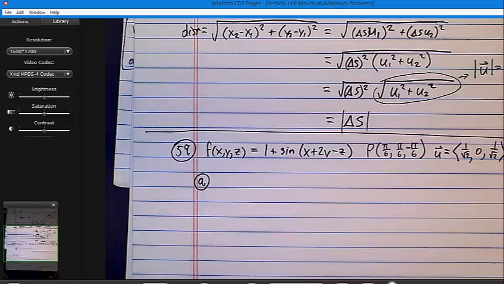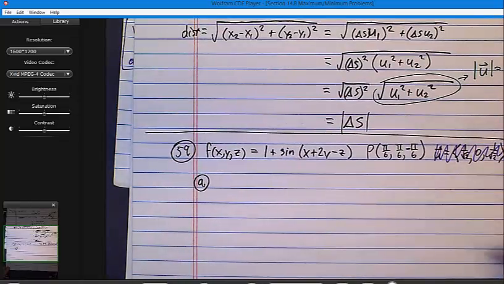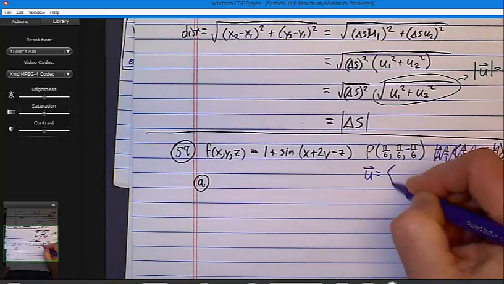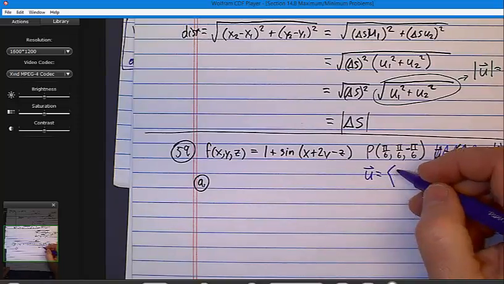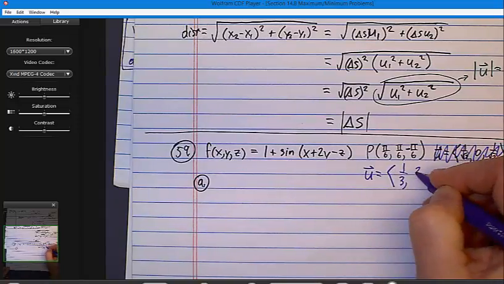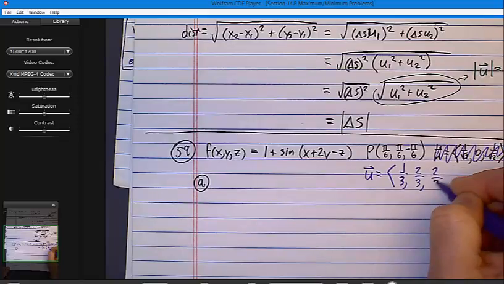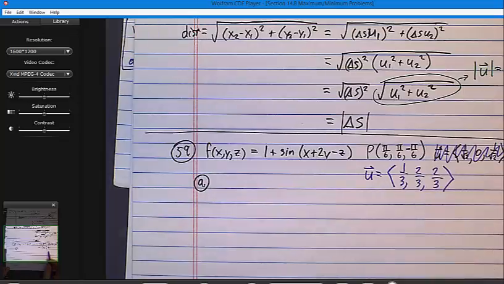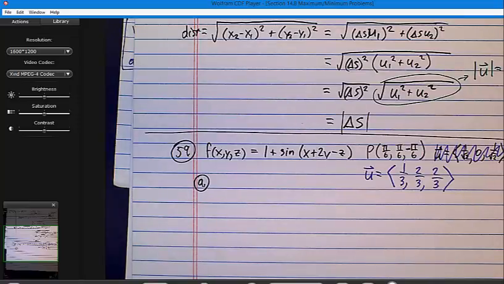We have different unit vectors. We do? Oh yeah, we do. Sorry about that. That's for a different problem. So the unit vector is 1/3, 2/3, 2/3, is that right? Let me make sure that's a unit vector. 1/9 plus 4/9 plus 4/9, 9/9. I agree. Unit vector. Okay. So part A says, compute the gradient and evaluate it at the point. Here we go.